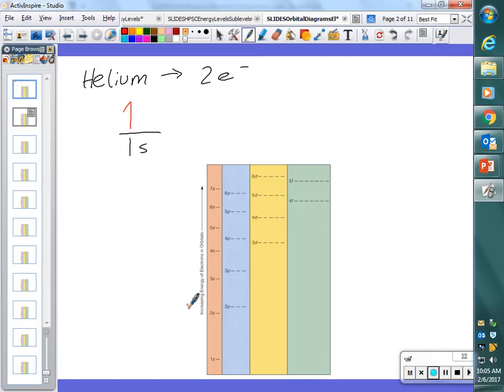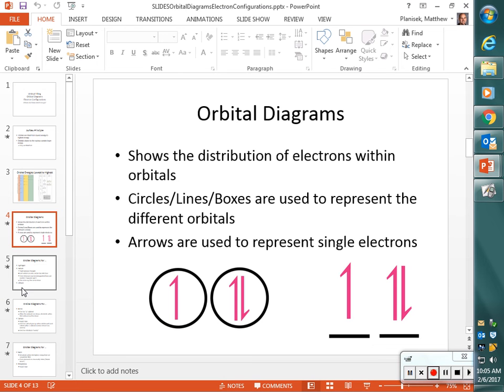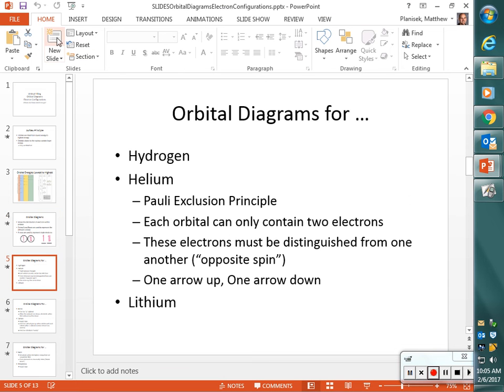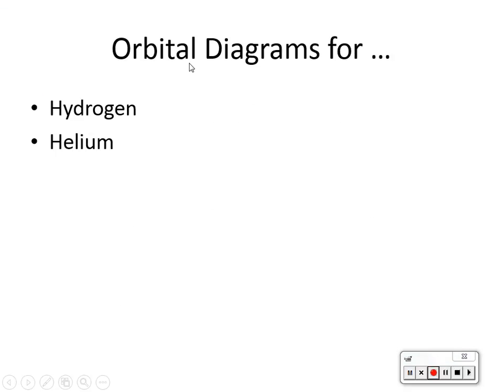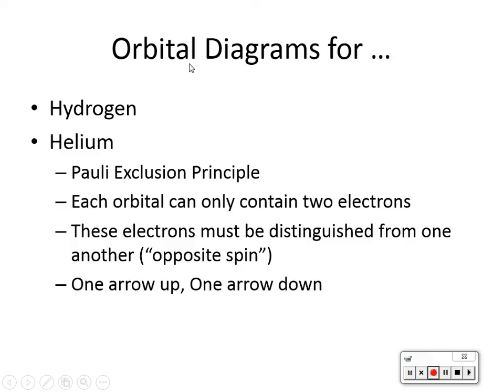2. Okay? Now, we refer to that idea as the Pauli exclusion principle. Alright, so helium is our first example of the Pauli exclusion principle. Each orbital can only contain 2 electrons, but we need to distinguish them from one another. So, we say that they have opposite spin.